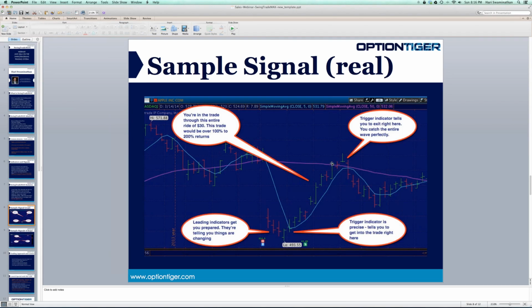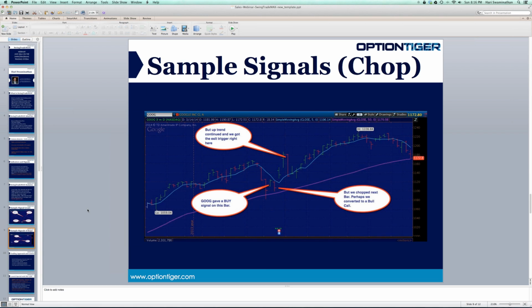And on this particular trade you could be in a profit of over 100 to 200%, because it's a $30 move. Now granted, not every move is going to be like this. Obviously this is a fantastic move, and if you caught a move like this, that is a blockbuster trade. But we can't expect every trade to be like that. And here, the trigger indicator tells you exactly on this bar that you need to exit. So you get a very clear signal as to when you need to exit this trade, and you catch this entire wave perfectly. So this is an example of a trade that goes perfectly in our favor.